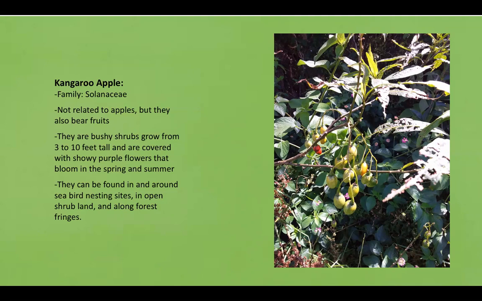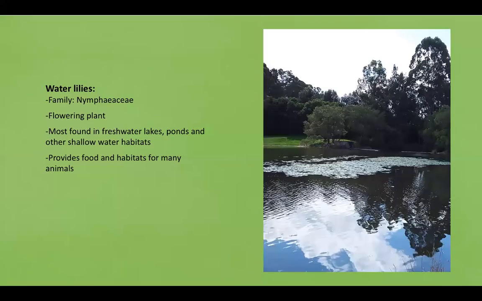It's not related to the apple, but they also bear fruits. Their bushy shrubs grow from 3 to 10 feet tall and are covered with showy purple flowers that bloom in the spring and summer. They can be found in and around seabird nesting sites, in open shrubs, and along the forest fringe.